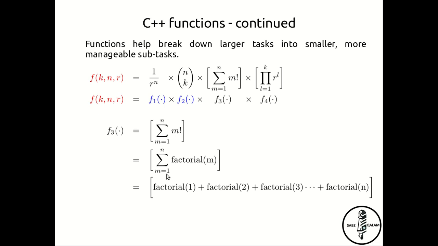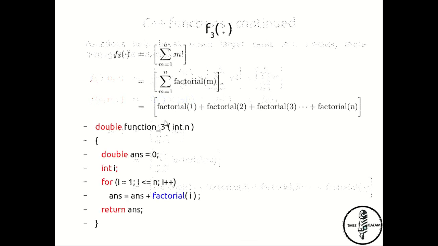So it starts with 1 and ends at n. So the first one is factorial 1, the second one is factorial 2, factorial 3, and it continues till factorial n. If you notice this, the only independent variable here is n. It is not m, because m we know starts from 1, and it continues step by step until it reaches n. So let's see how we can program this function 3.